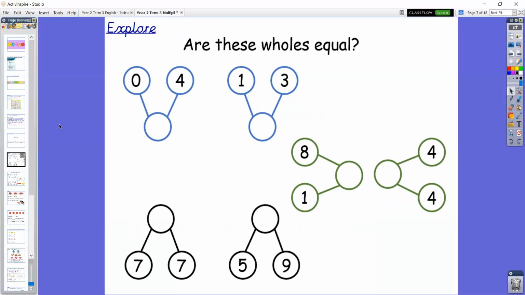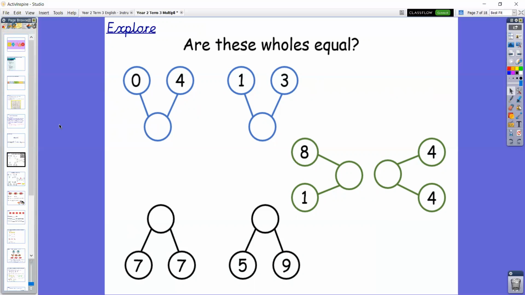So first of all, beginning our explore session, we're going to have a look at these representations. I wonder if you can tell an adult at home what these representations are called. Well done. These are part-whole models. So if we have a look at the first part-whole models there, the blue ones, the question is asking us, are these wholes equal? So I can tell from looking at the blue part-whole models, I can see that we know the parts, but the wholes are missing.